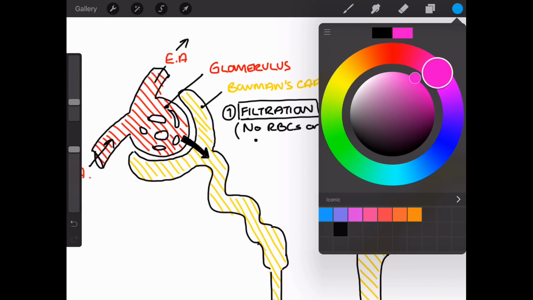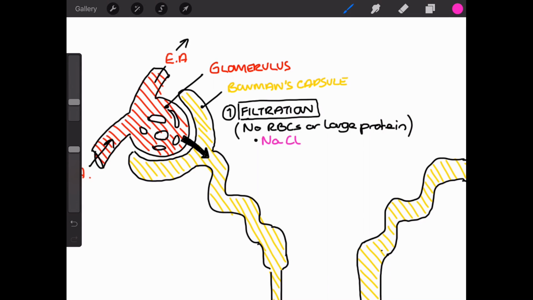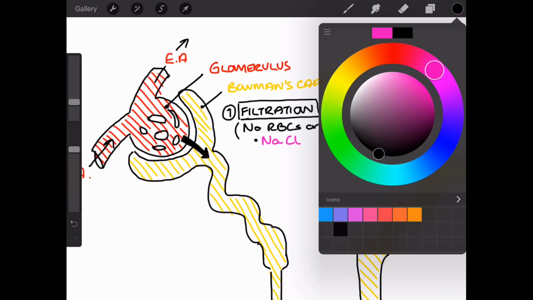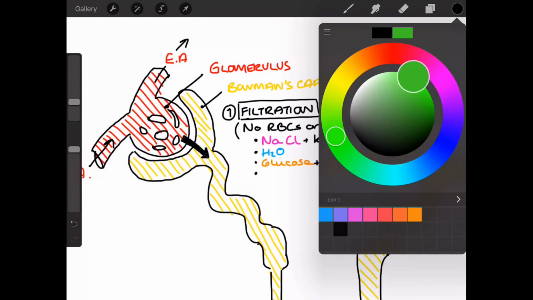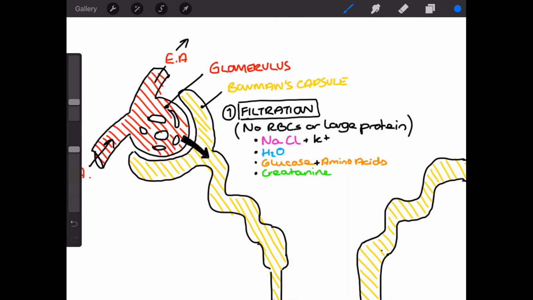So sodium ions and chloride ions, which I'll just refer to as NaCl because they always pass together in this process, come through, as well as potassium ions. Also, of course, H2O, as it's the main liquid component of plasma and of the filtrate. Other things that pass through are glucose and amino acids, creatinine, and of course urea, which is the main thing we want to get rid of in this process.